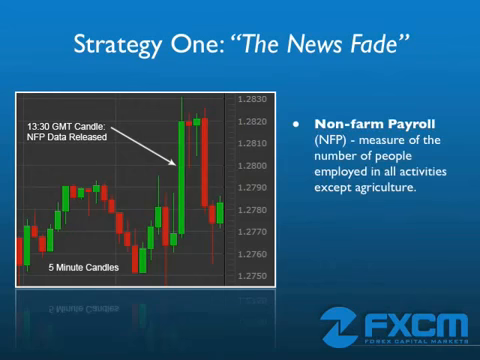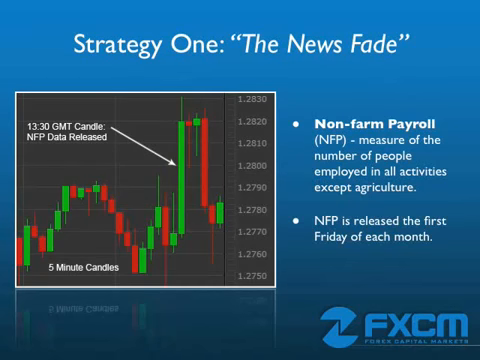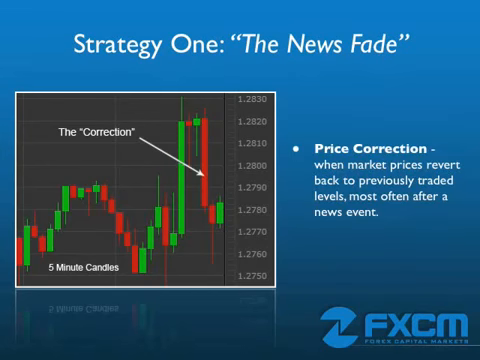When a news event is released, there's often a lot of irrational market movement. For example, this large spike occurred in the euro-dollar immediately following the release of non-farm payrolls, or NFP. NFP is a measure of the number of people employed in all activities except agriculture. It is released on the first Friday of the month and is historically the most market-moving news event for the dollar. Now what we are looking for with this strategy is a correction.